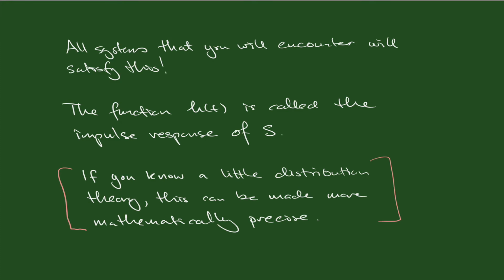And I'm not going to worry about exactly what kind of assumptions we have to put on the system S in order for it to have an impulse response. All the systems you will ever encounter satisfy those conditions. And as I mentioned in passing, if you know a little bit of distribution theory, this can be made more mathematically precise. In the setting of distribution theory, these p deltas themselves have a limit as delta tends to 0, but the limit is not a function, but an impulse, called the Dirac delta distribution. Anyway, let's look at some examples.